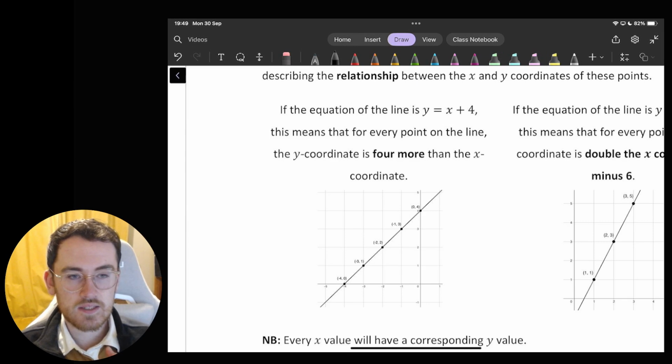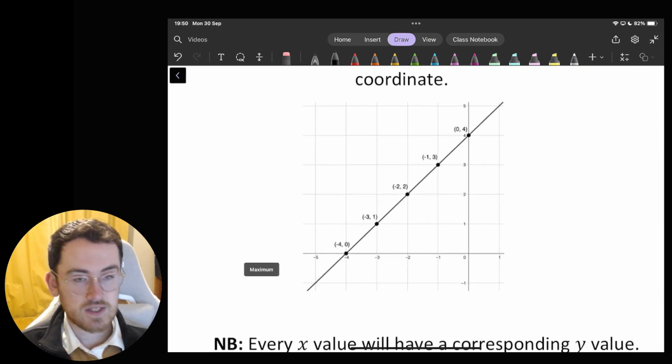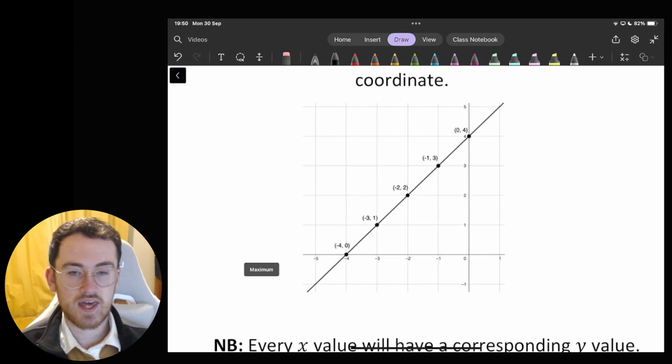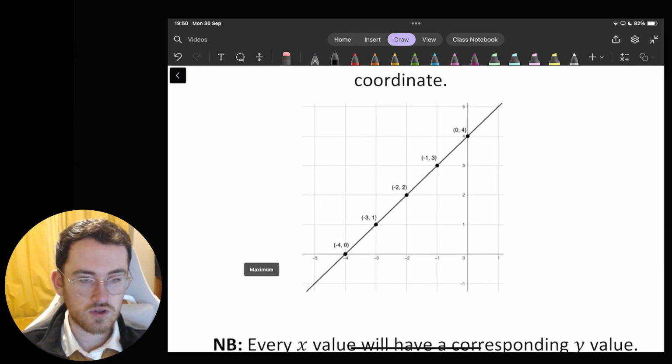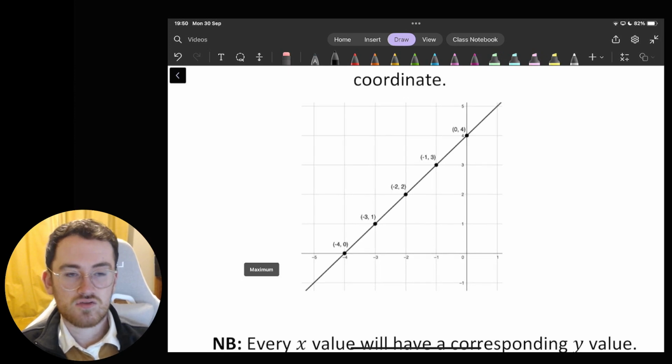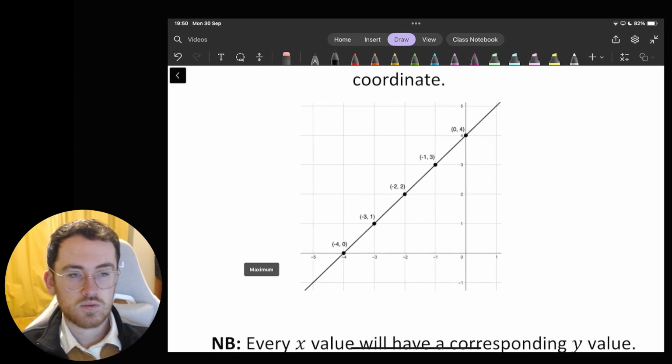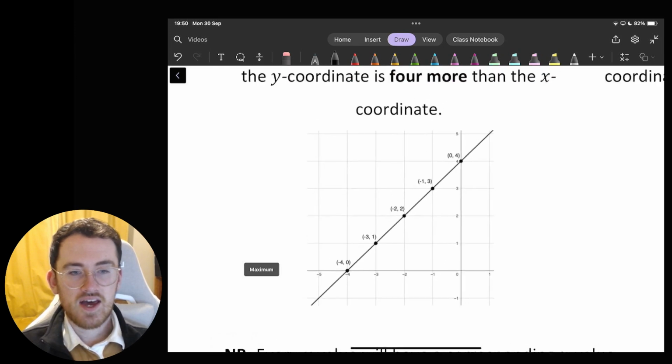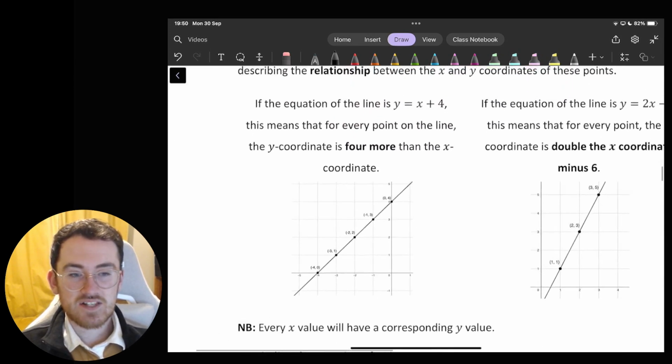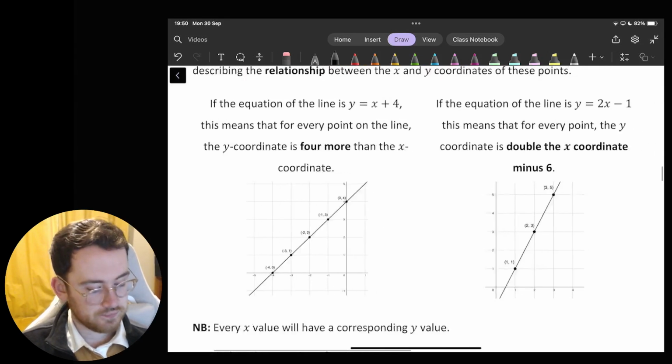And we can see the line's been plotted here. So one of the first points, -4, 0. So if the x is -4, the y is 4 more than that, so 0. -3, 1, -2, 2, -1, 3, and we can see that pattern. 0, 4, I suppose, the most obvious one that follows in there. And the key thing, I suppose, as well, is that every x value will have a y value.